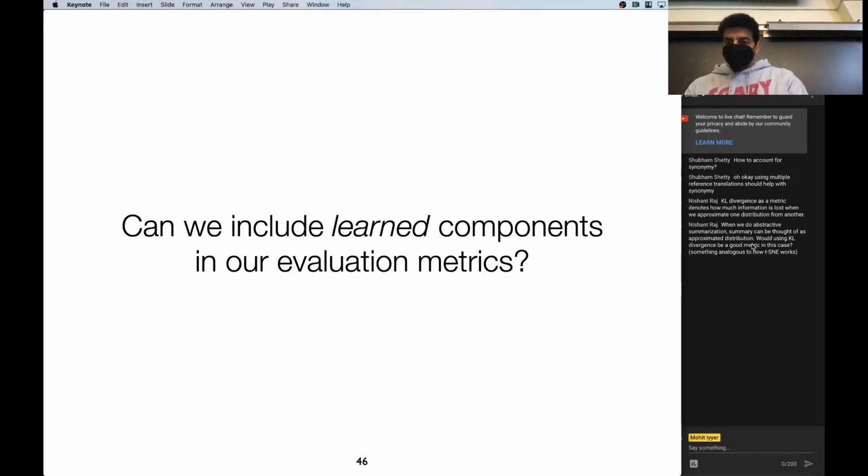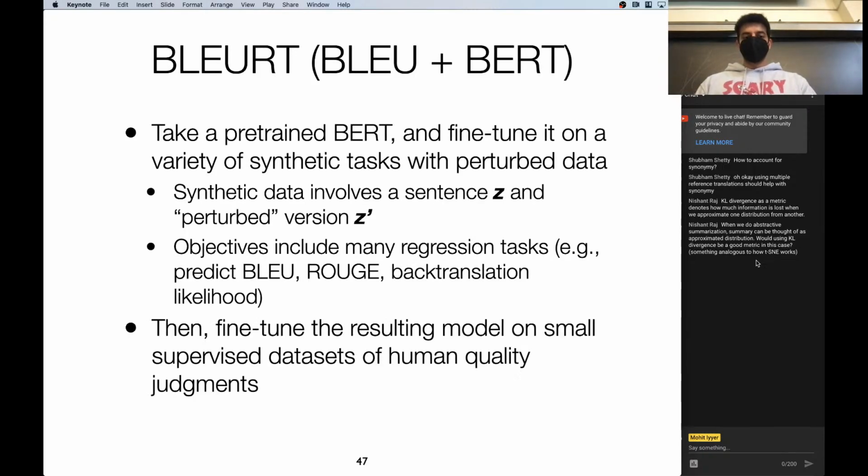When we do abstractive summarization, a summary can be thought of as an approximated distribution. Would using KL divergence be a good metric in this case? So remember that your system is producing a discrete sequence of text. You go through the sampling process. In general, you want an evaluation metric that acts on two pieces of text. That's the best type of evaluation that you can get. So I'm not sure exactly how you would be using the KL divergence in this case. But maybe it's something more similar to the types of learned metrics that we'll look at later on.